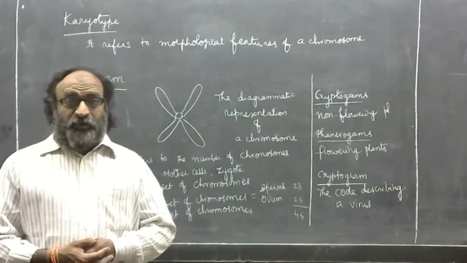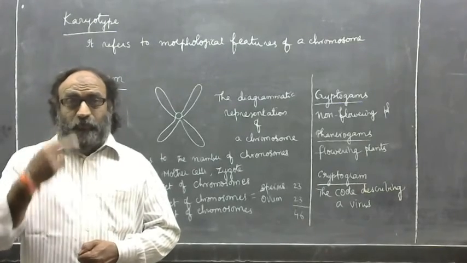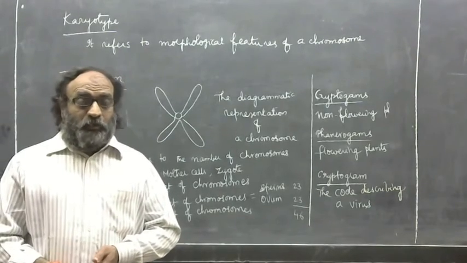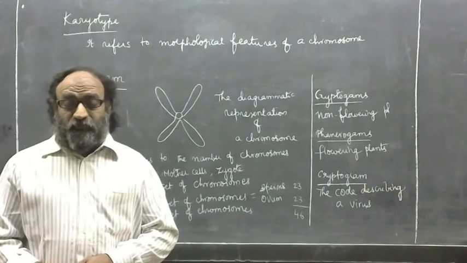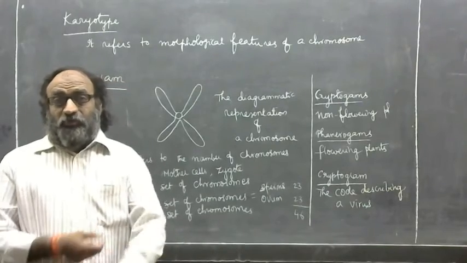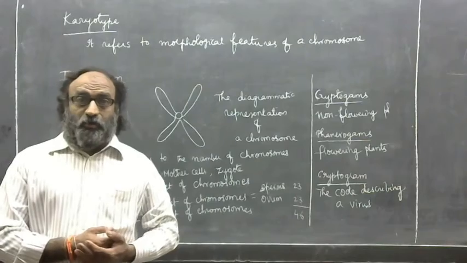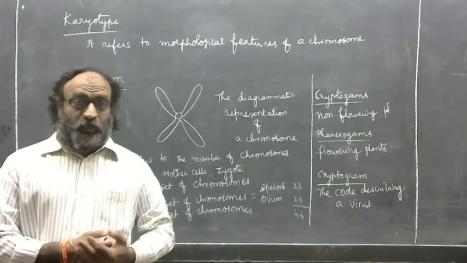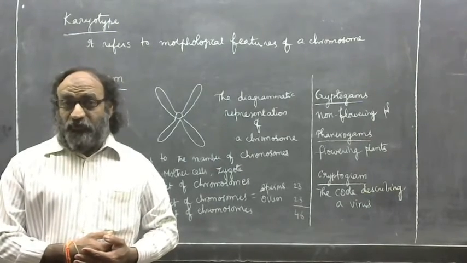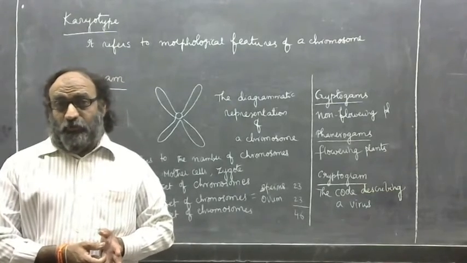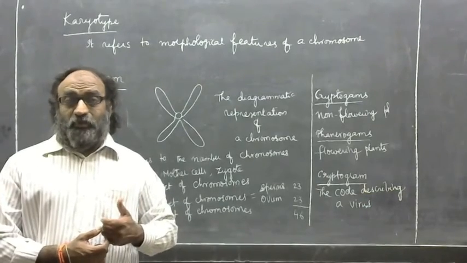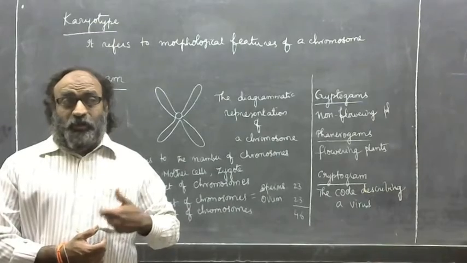Colchicine is an alkaloid obtained from a Liliaceae member called Colchicum autumnale. This Colchicum autumnale is a member of Liliaceae family, from which the alkaloid colchicine is obtained. It is also called meadow saffron. Try to remember this. Meadow saffron is the common name of Colchicum autumnale. Meadow saffron belongs to family Liliaceae, and this colchicine induces polyploidy in plants.